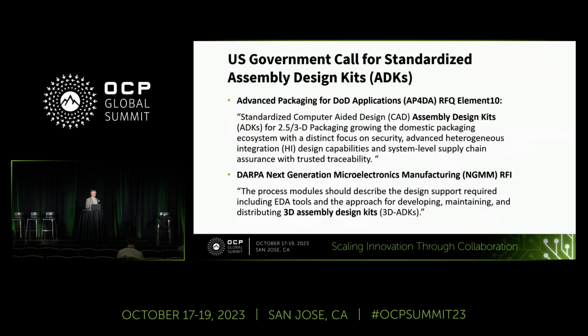So I think we did a pretty good job on defining what is required for chiplet models. The next step is, what do the system integrators need? Okay, so they have all the models, but the other things that we need are these design kits. So there's a couple of government programs where they were looking for assembly design kits. The DARPA NGMM program, they were looking for 3D assembly design kits.